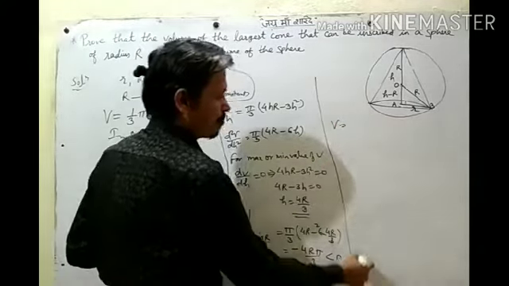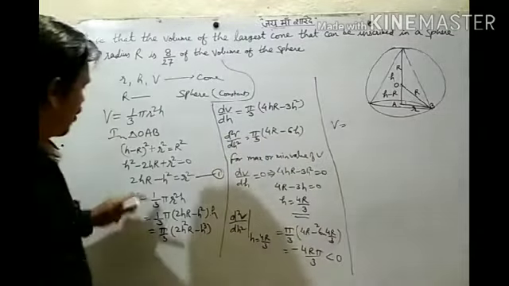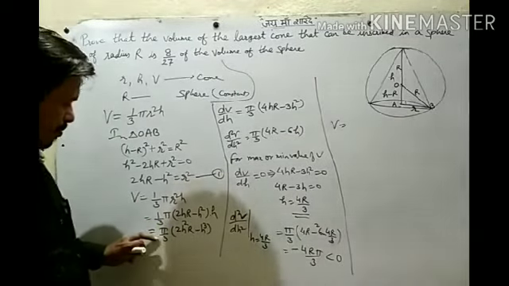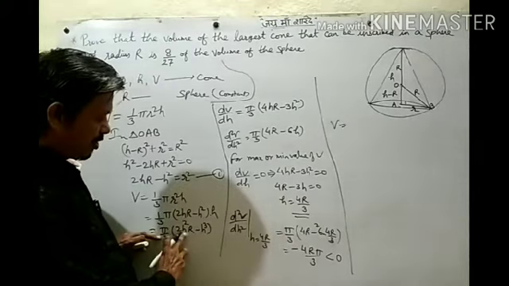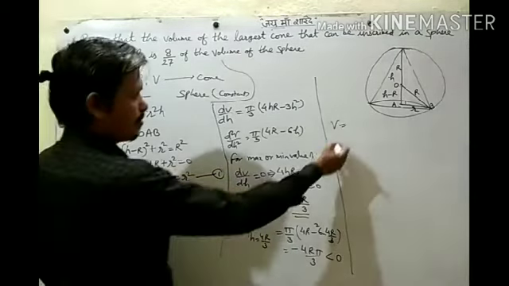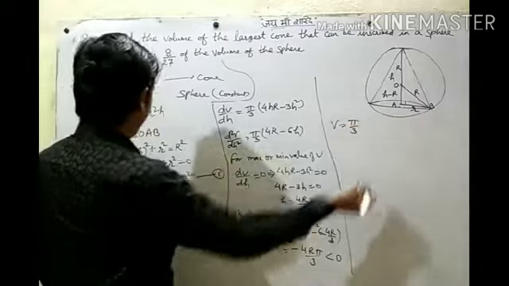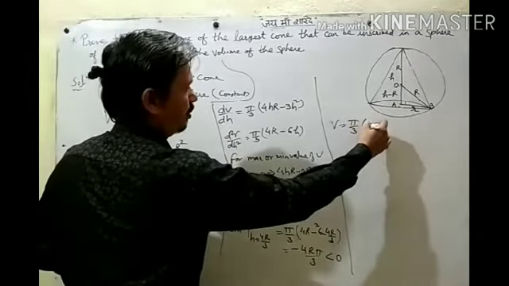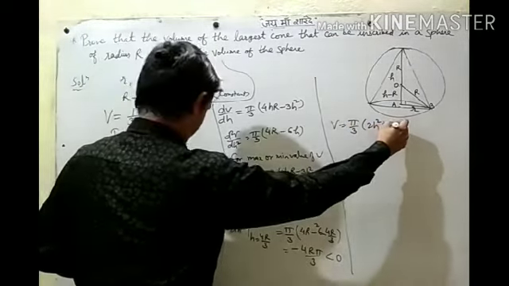Now we need the volume. Volume of the cone is 1 by 3 times pi into (2h square R minus h cube), which is pi by 3 times (2h square into R minus h cube).